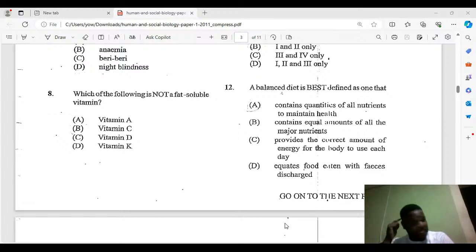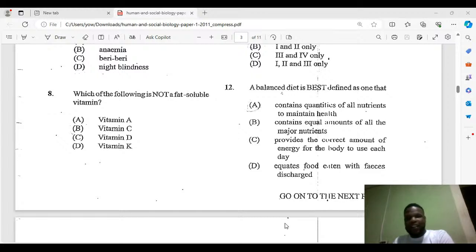Question 8 states: which of the following is not a fat soluble vitamin? Hi Daniel, what's up? Which one of the following is not a fat soluble vitamin? What would be your answer? I'm seeing a lot of C's, and I'm seeing B. Two C's, two B's, so we have a tie there. What else? I'm seeing C. All right, I'm seeing the B's.